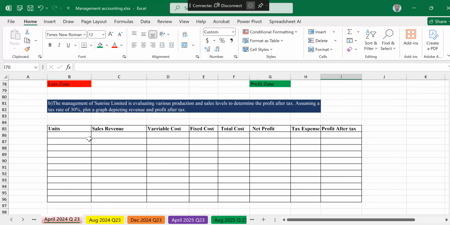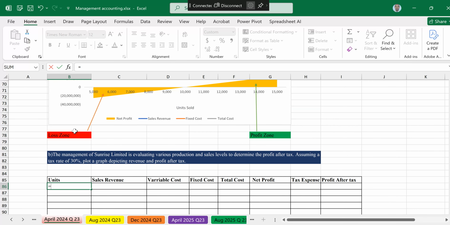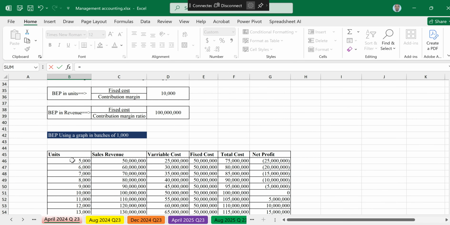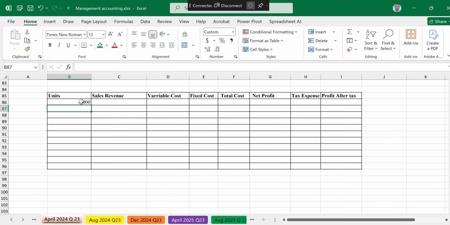Now this is easy to fill. Just type equal sign. We are using the table above. So equal sign, then scroll, click on the first 5,000 on the table above, then enter. You will see the same thing here. Then what remains is dragging. Drag down, then drag across up to profit.